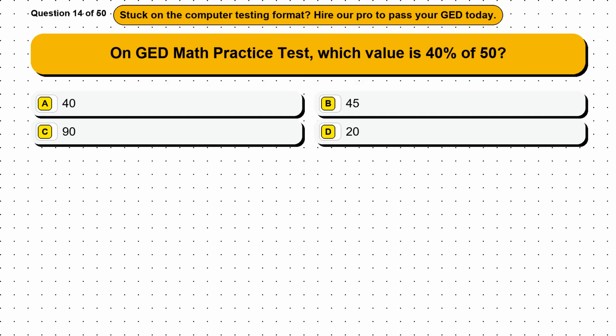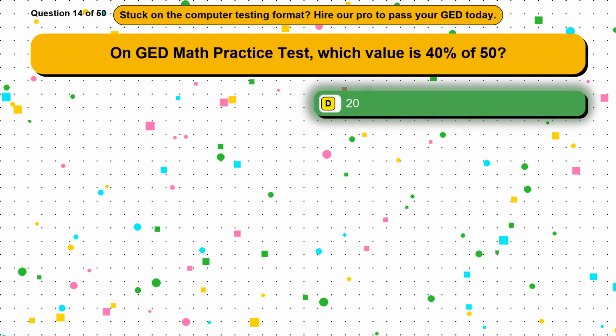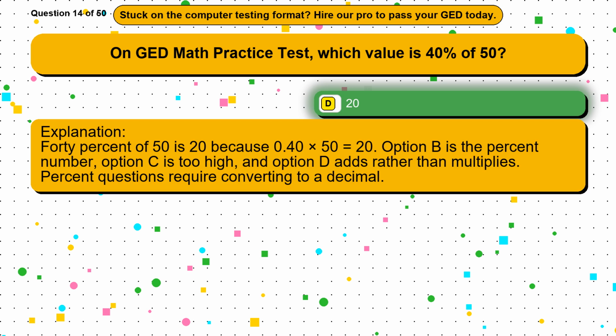Question 14. On GED Math Practice Test, which value is 40% of 50? Option A 40. Option B 45. Option C 90. Option D 20. The correct answer is option D. 20. 40% of 50 is 20 because 0.40 times 50 equals 20. Option A is the percent number, option B is too high, and option C adds rather than multiplies. Percent questions require converting to a decimal.